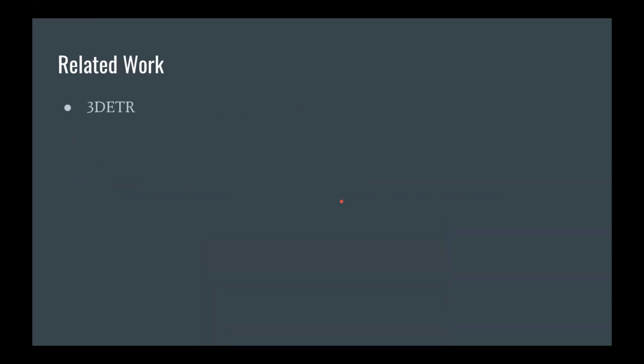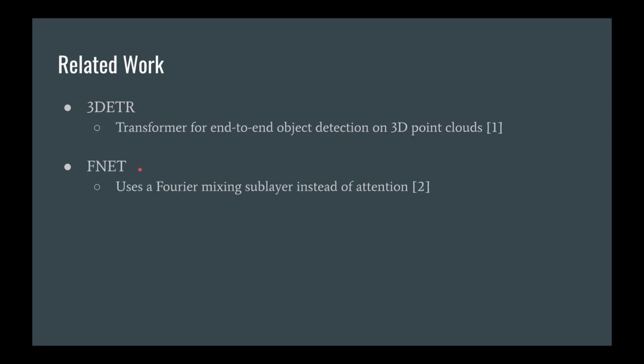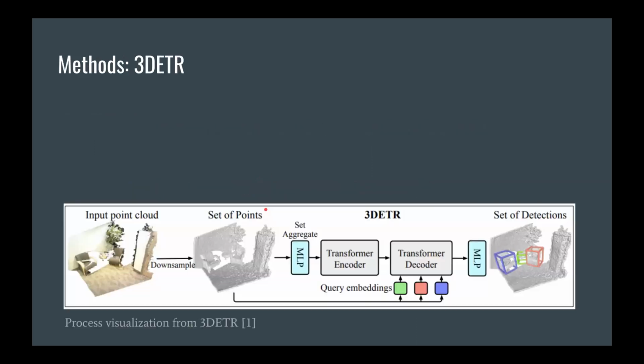The related work for this problem is 3DETR, a transformer for end-to-end object detection on point clouds. We are going to use this as our base. Then FNet is what we're implementing to reduce the training time. We'll use this to change up the encoding, and we'll see that in the next slide.